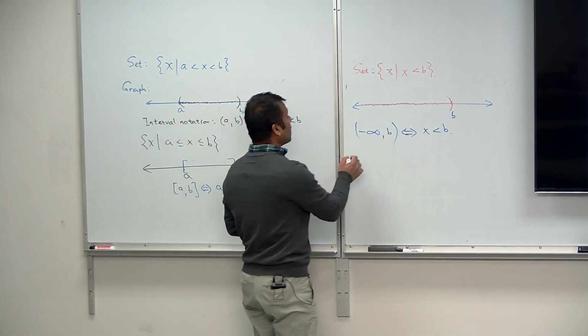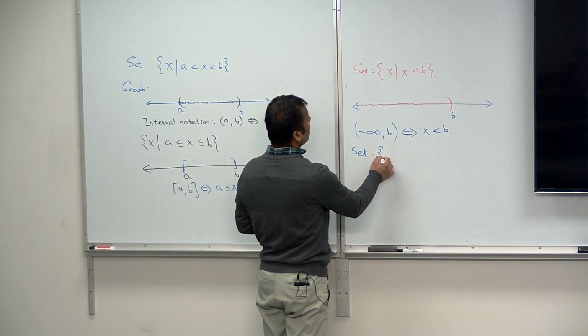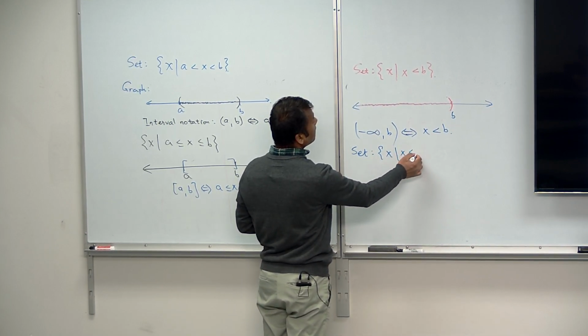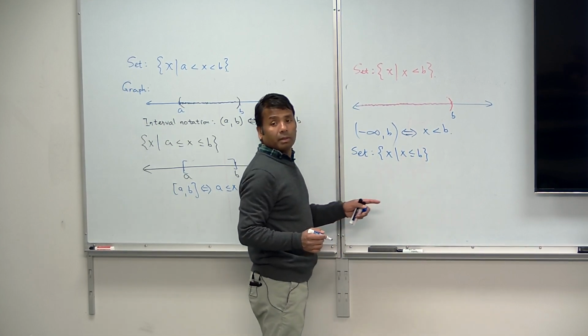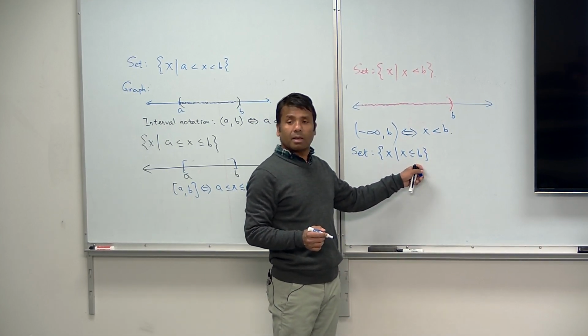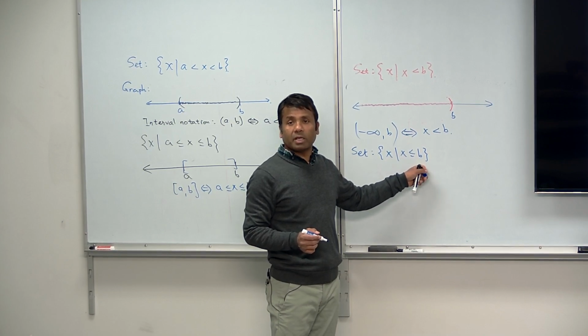Now if you have a set, let's say the set of all x so that x is less than or equal to b, the right endpoint b is included.